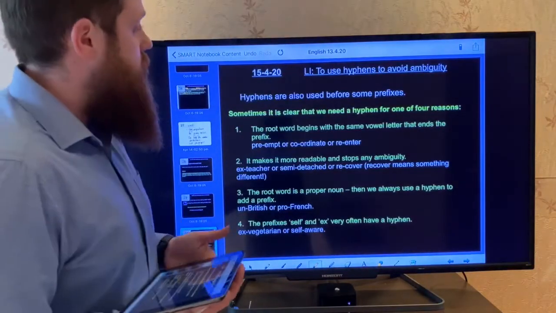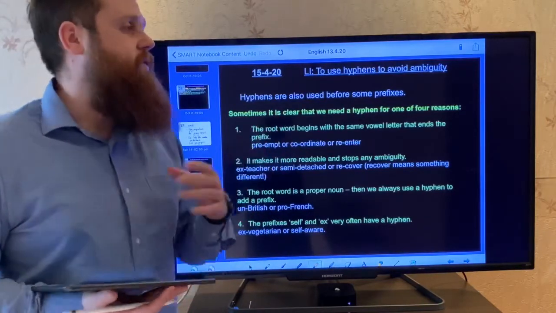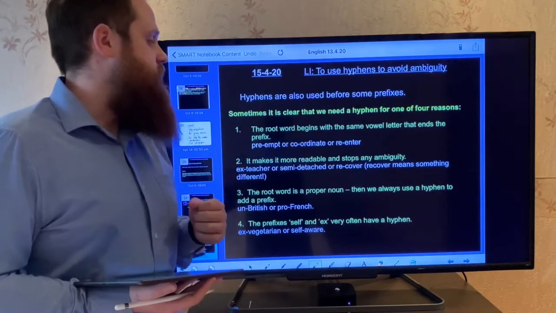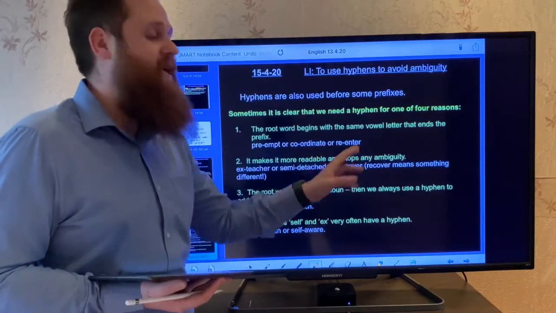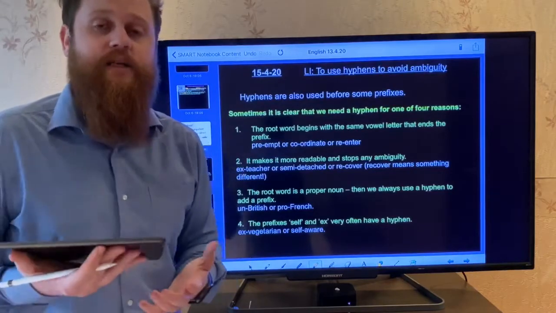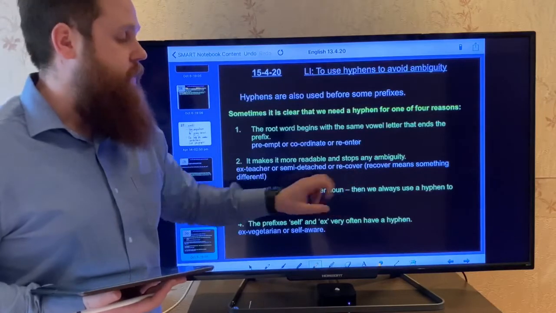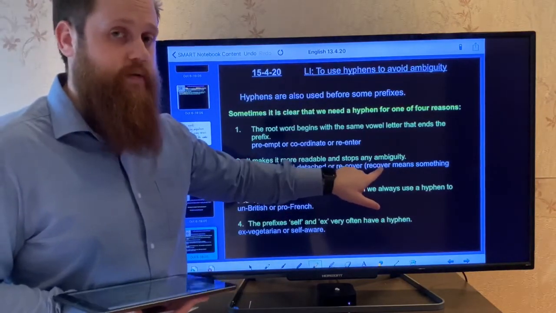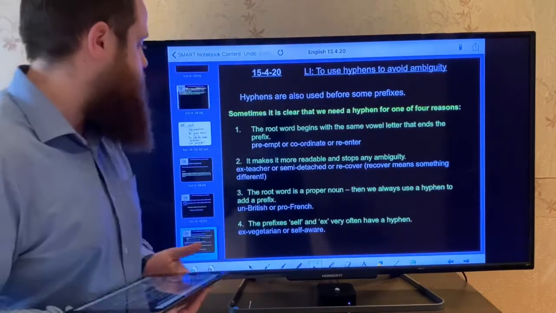Now again, hyphens. They can also be used before some prefixes as well. Sometimes it's clear that we need a hyphen for one of four reasons. Number one, the root word begins with the same vowel letter that ends the prefix, like pre-empt or co-ordinate, or re-enter. Number two, it makes it much more readable and it stops any ambiguity. So ex-teacher, semi-detached, or re-cover. For example, re-cover means different than recover. These have two different meanings depending on if you use a hyphen or not.